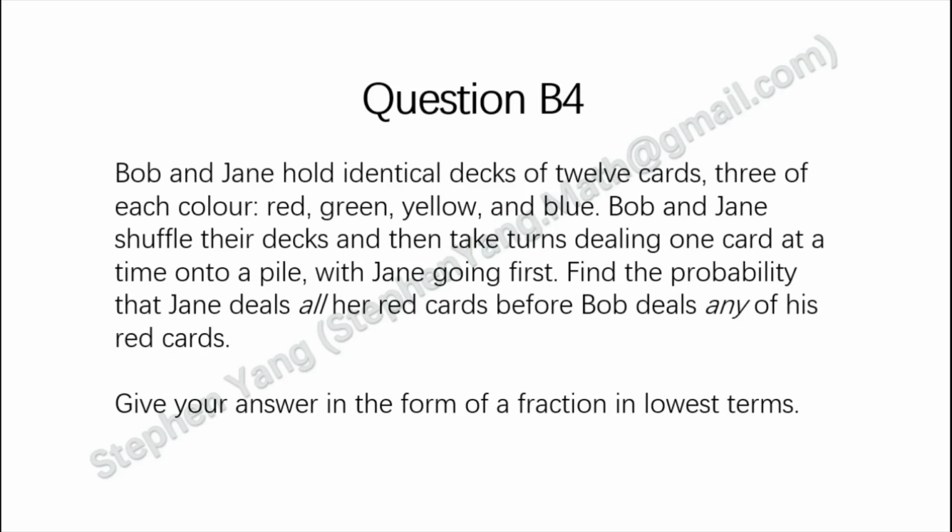Let's get into the question now. So the question is, Bob and Jane hold identical decks of 12 cards, 3 of each color: red, green, yellow, and blue. Bob and Jane shuffle their decks and then take turns dealing one card at a time onto a pile, with Jane going first. Find the probability that Jane deals all her red cards before Bob deals any of his red cards. Give your answer in the form of a fraction in lowest terms.